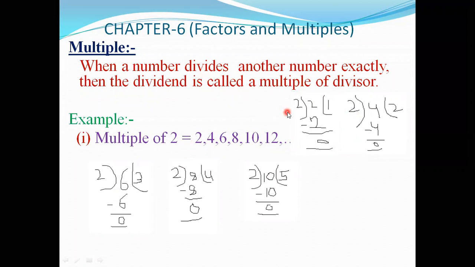According to these definitions, when we divide 4 by 2, we get remainder 0. When we divide 6 by 2, we get remainder 0. 8 by 2, we get remainder 0. 10 by 2, we get remainder 0. And when we divide 12 by 2, we also get remainder 0. So these are the multiples of 2. It is very easy to write the multiples of 2.